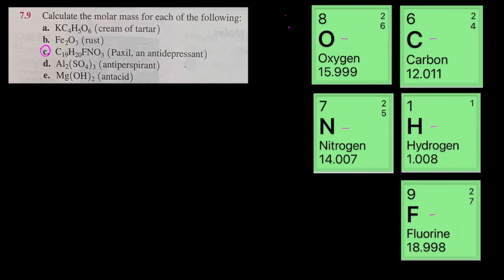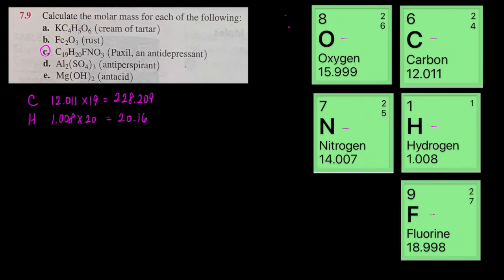Carbon has a mass of 12.011, and there's 19 of those guys in this formula. So we want to multiply this by 19 to find out the mass of 19 carbons. Okay, so that's 228.209. Next up, we have hydrogen. It's 1.008, and there's 20 of those guys. So we multiply that out on our calculator to find out the total mass of 20 hydrogen atoms.